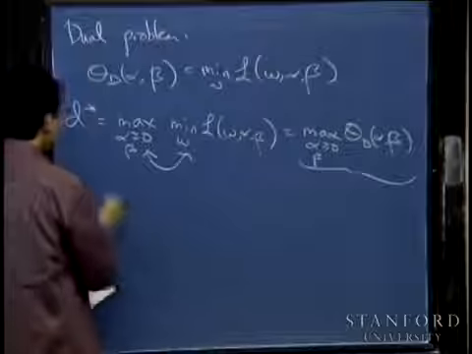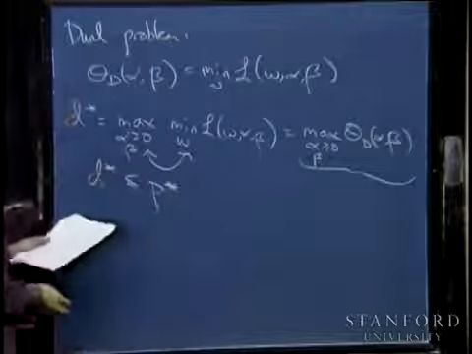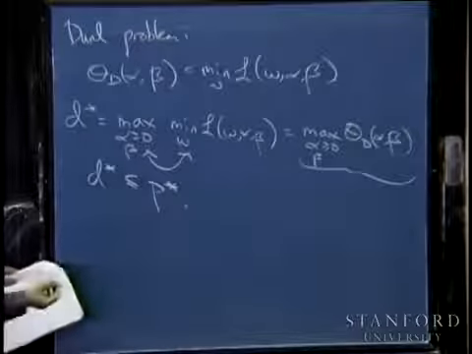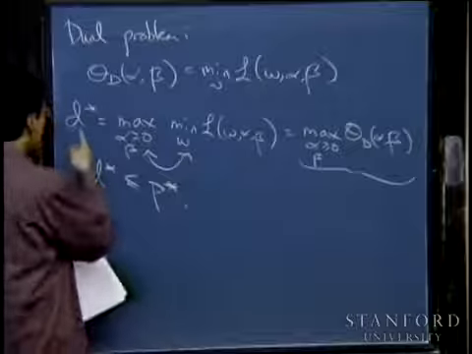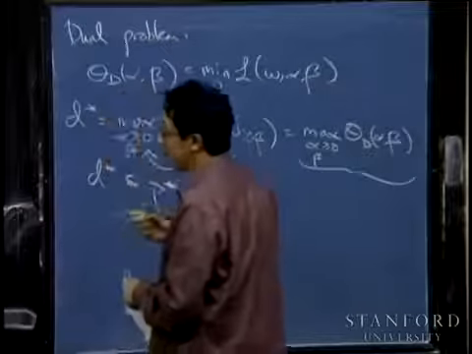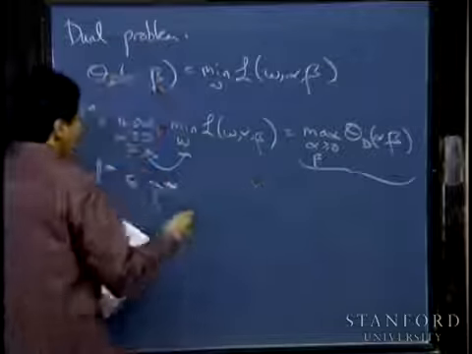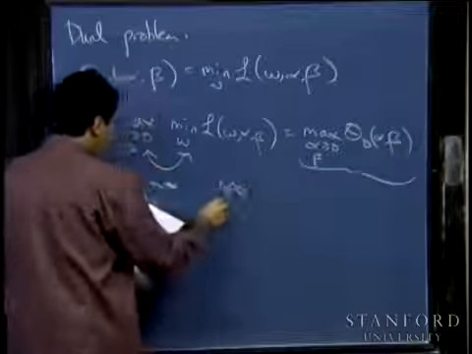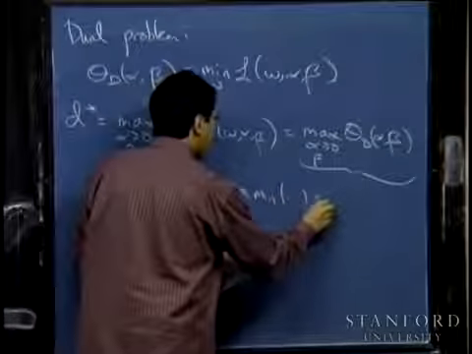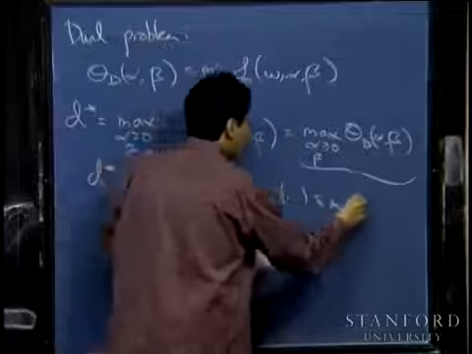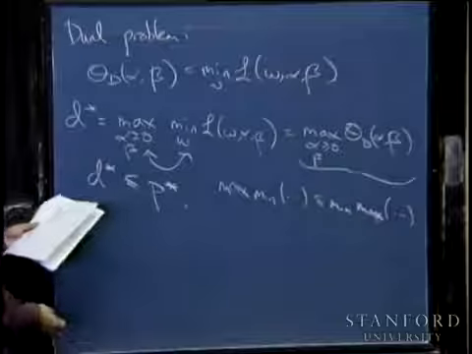And it turns out that it is a fact, true generally, that d star is less than or equal to p star. I think I defined p star previously: p star was the value of the primal optimization problem. In other words, it's just generally true that the max of the min of something is less than or equal to the min of the max of something. This is a general fact.